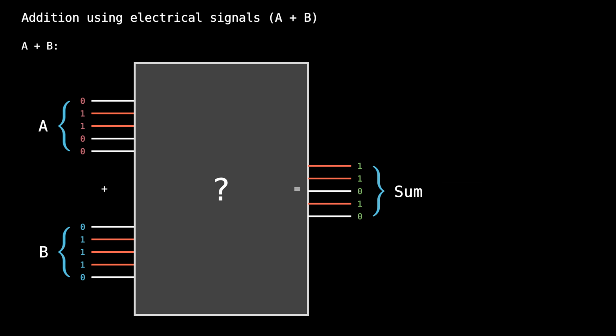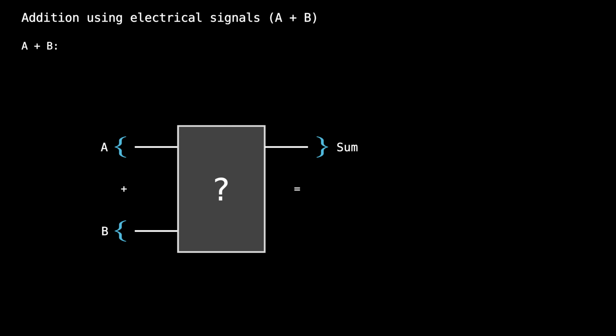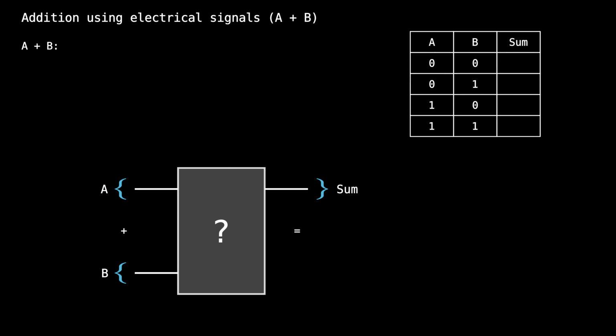To solve this problem, we will first reduce this to a much simpler problem, that of just adding numbers so small that they can be represented using a single bit, 0 or 1. Now let's write down the results of adding single bits in a table. 0 plus 0 should produce 0. 0 plus 1 should produce 1. Same for 1 plus 0. Now, adding 1 plus 1 gives us 10 in binary, or 2 in decimal.